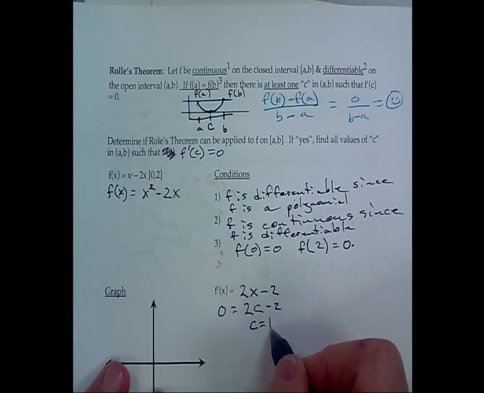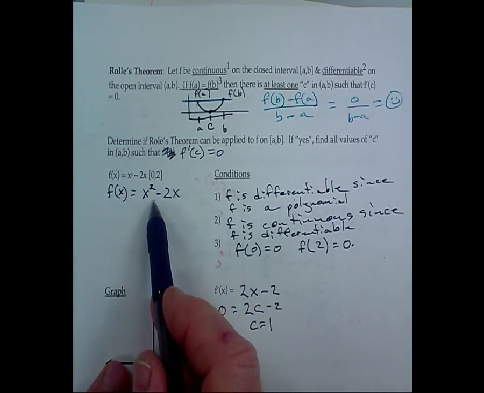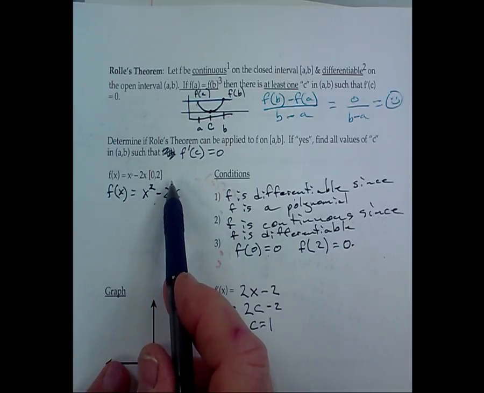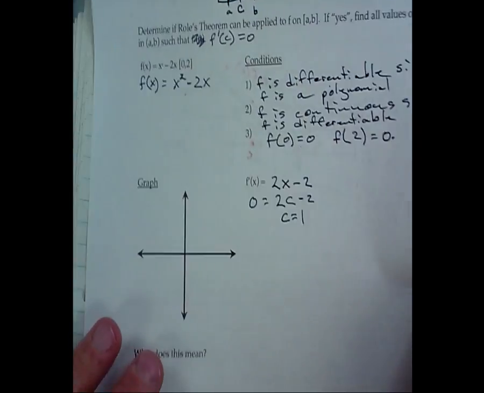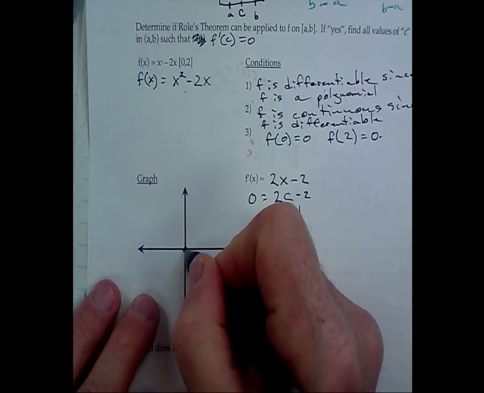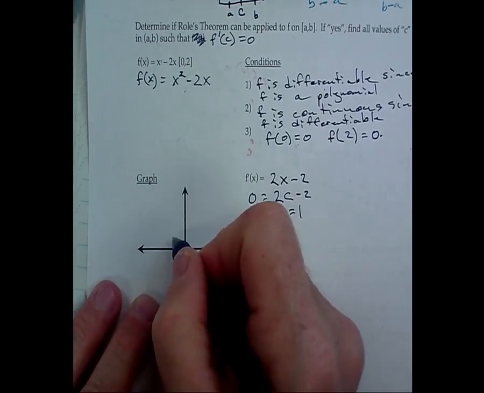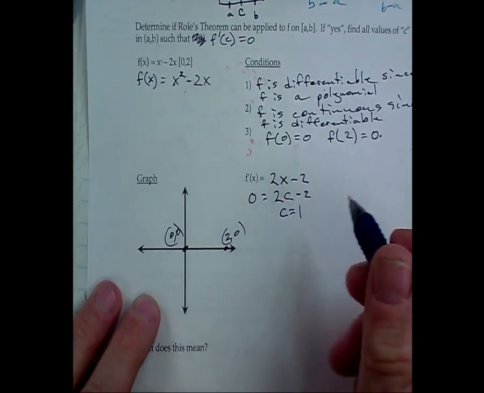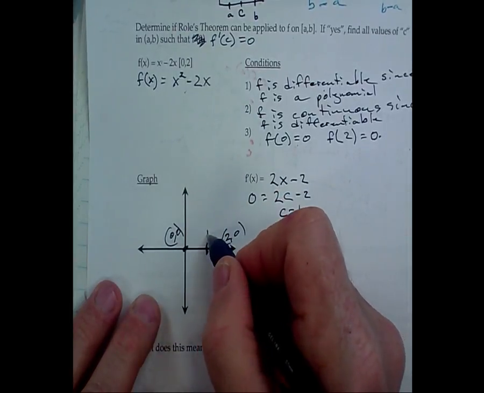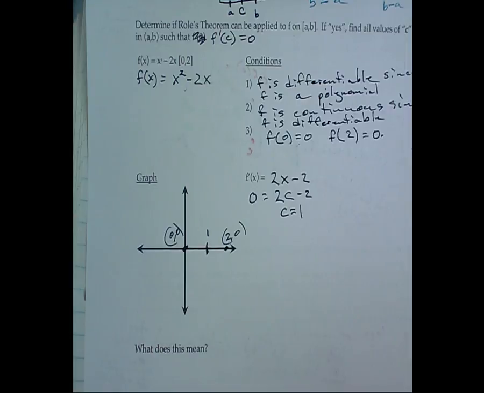1. Is 1 between 0 and 2? Yeah. So what does this graph look like? Well, here's 0, 0. Here's 2, 0. Right here is 1. Oh, I don't have a y value for 1. What am I going to do?